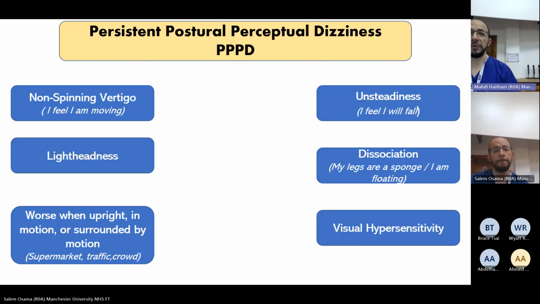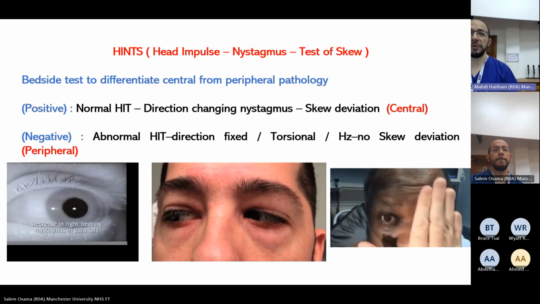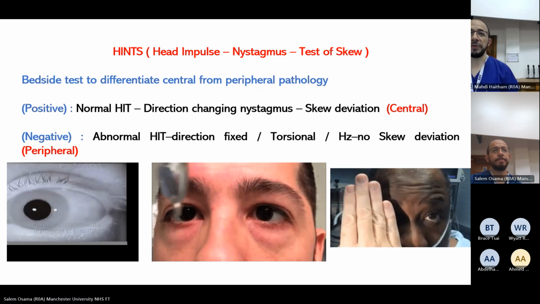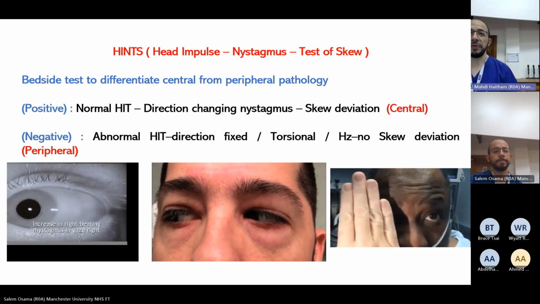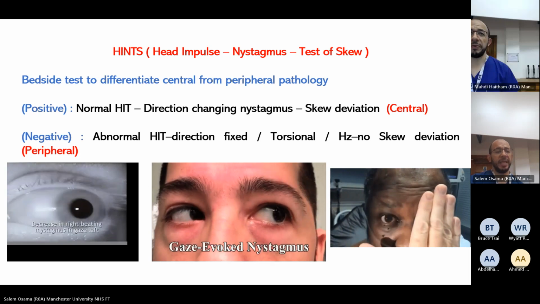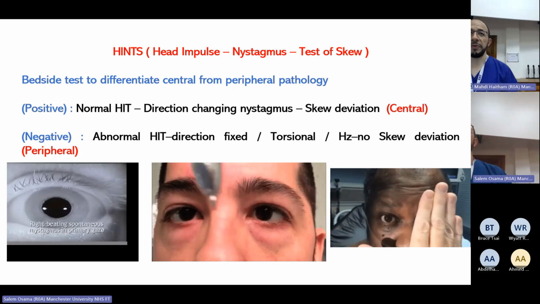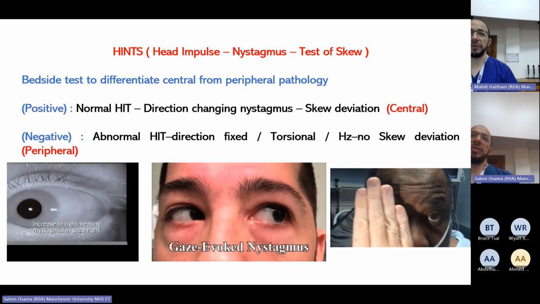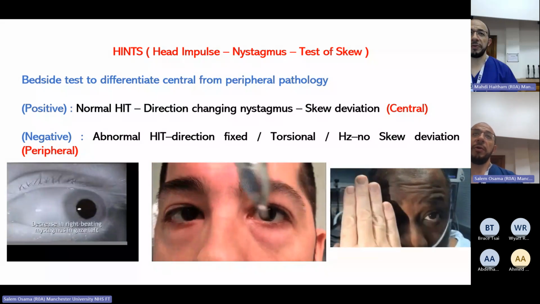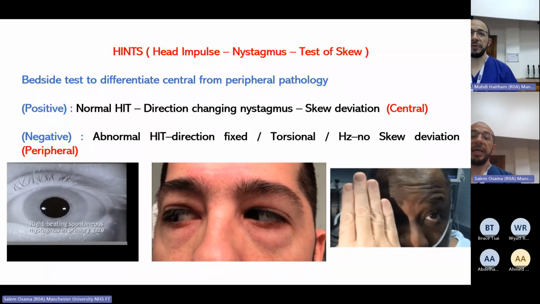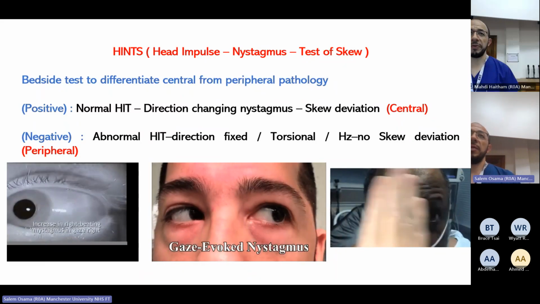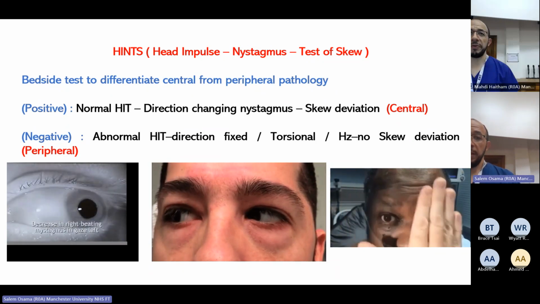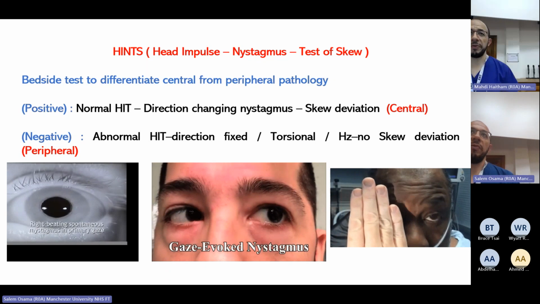So you mean when there is a positive HINTS, this is a central cause of vertigo, right? Yes. If it is a negative HINTS, this is a peripheral type. Yes. And negative HINTS means an abnormal head impulse, or the vestibular nystagmus, I mean you see torsional, horizontal nystagmus, and definitely no skew deviation. So it's peripheral. If you are not sure, I would go for MRI.